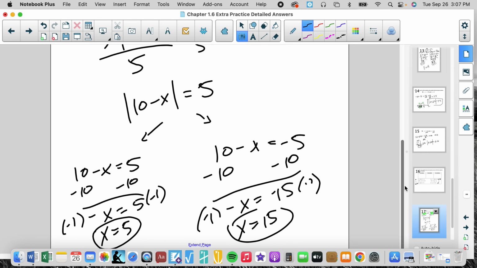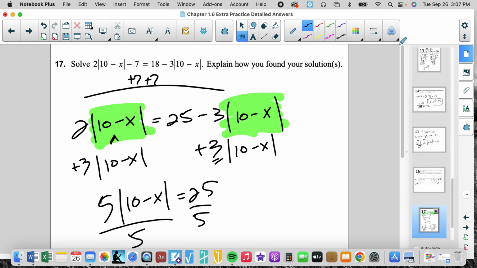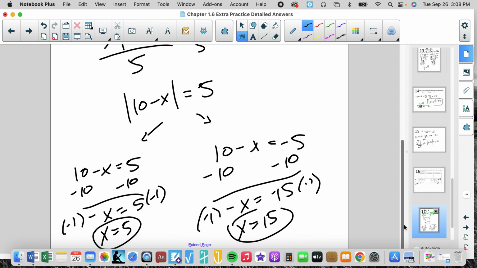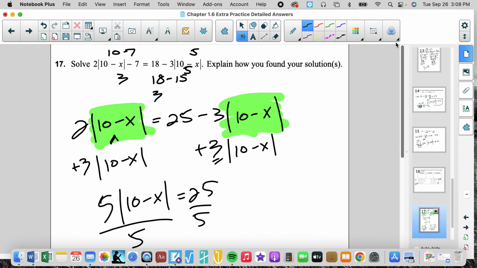So let's do 5 first. 10 minus 5 is 5. Absolute value of 5 is 5, times 2 is 10. 10 minus 7 gives me 3. And on the other side, if we plug in 5, 10 minus 5 is 5, absolute value, times negative 3 gives negative 15, plus 18, is 3. So 5 worked. That is a good one. And let's try 15. 10 minus 15 is negative 5. Absolute value is 5, times 2 is 10, minus 7 is 3.